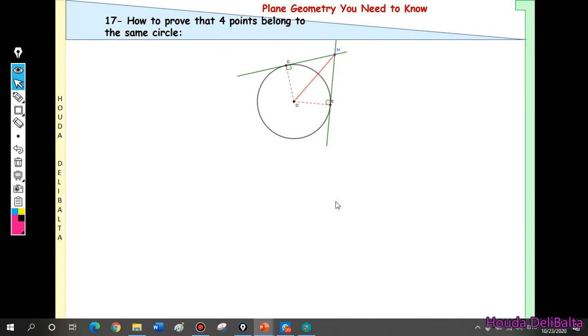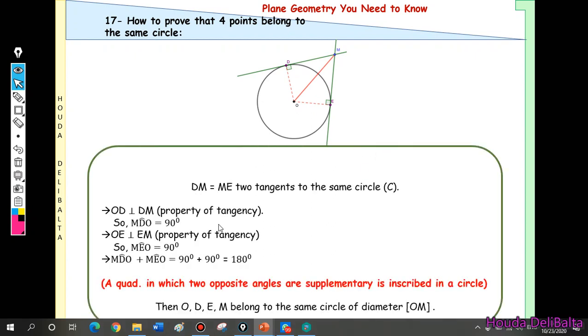We are going to use the same figure to prove that the points O, D, M, and E belong to the same circle. Let's start. We know that DM and ME are equal and they are tangents to the same circle. And because they are tangents to the same circle, we have a right angle at D, which is the point of tangency, and a right angle at E, which is the point of tangency.